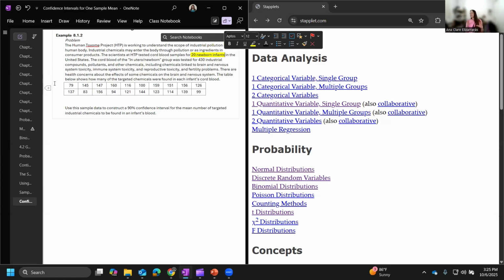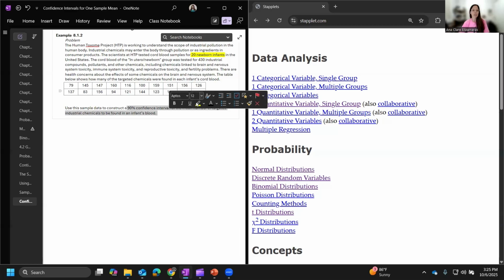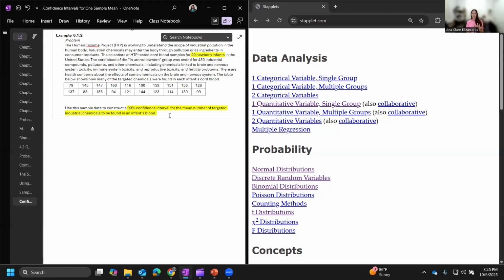Great. Lots of awesome information about what this problem is about, its context. However, really the most critical part was we're dealing with 20. Now we need to use a sample to construct a 90% confidence interval for the mean number of targeted industrial chemicals to be found in the infant's blood. All of that is relevant and tells us the percent that we're dealing with, it tells us the parameter that we're estimating, and it tells us the context of the parameter.